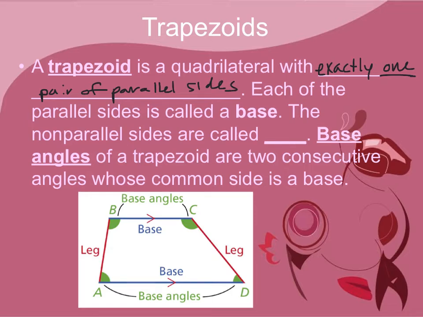Each of the parallel sides is called the base, and the non-parallel sides are called legs. The base angles of a trapezoid are two consecutive angles whose common side is a base. So we have base angles B and C, and then we also have base angles A and D.